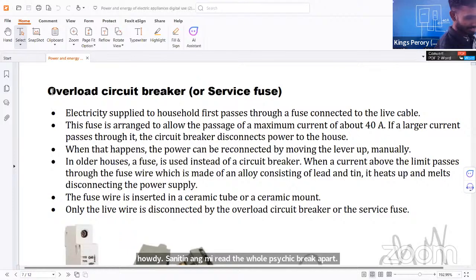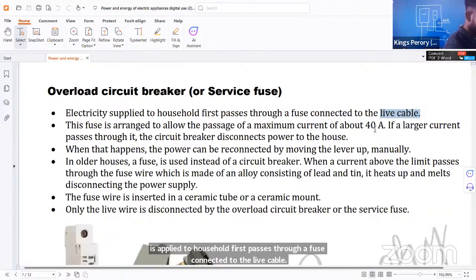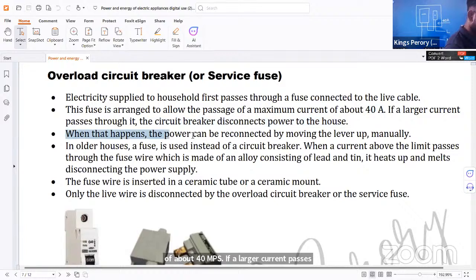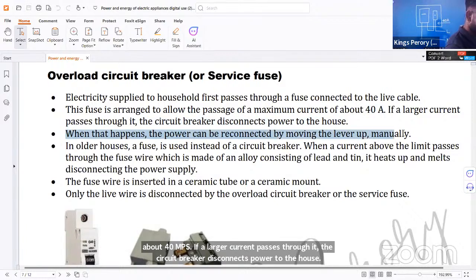Overload circuit breaker or service fuse. Electricity applied to household first passes through a fuse connected to the live cable. This fuse is arranged to allow the passage of a maximum current of about 40 amperes. If a larger current passes through it, the circuit breaker disconnects power to the house. When that happens, the power can be reconnected by moving the lever up manually.